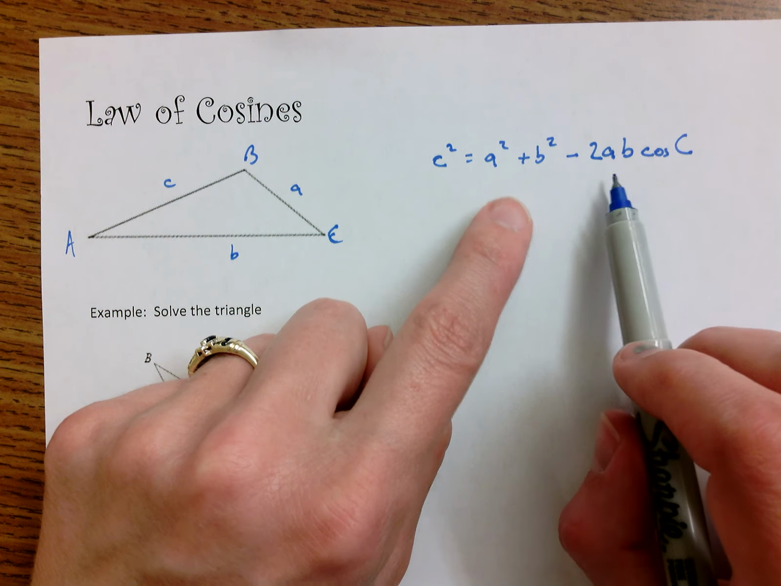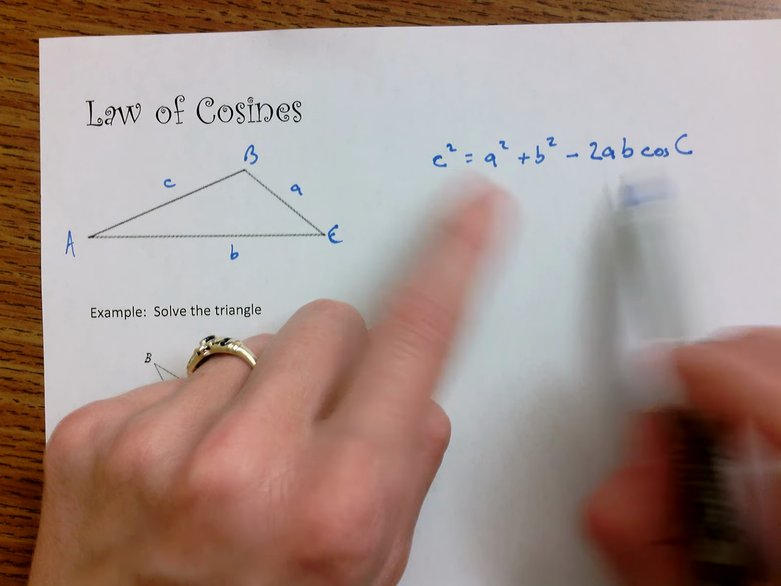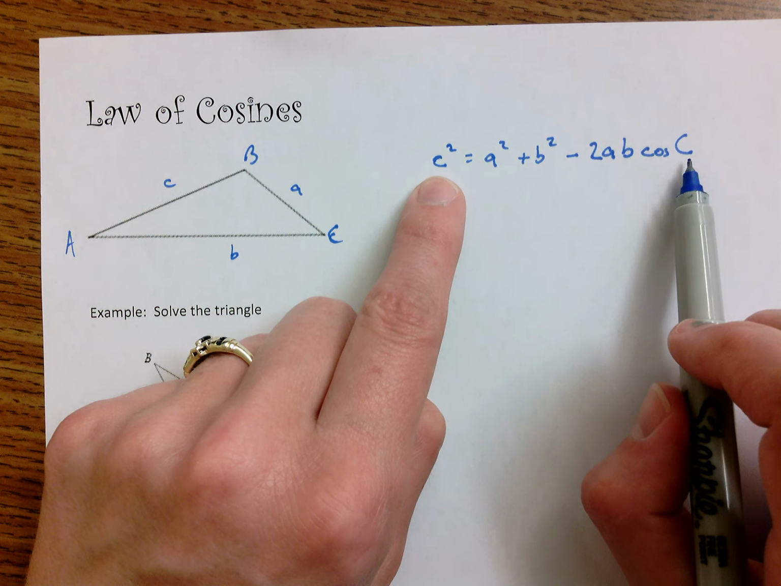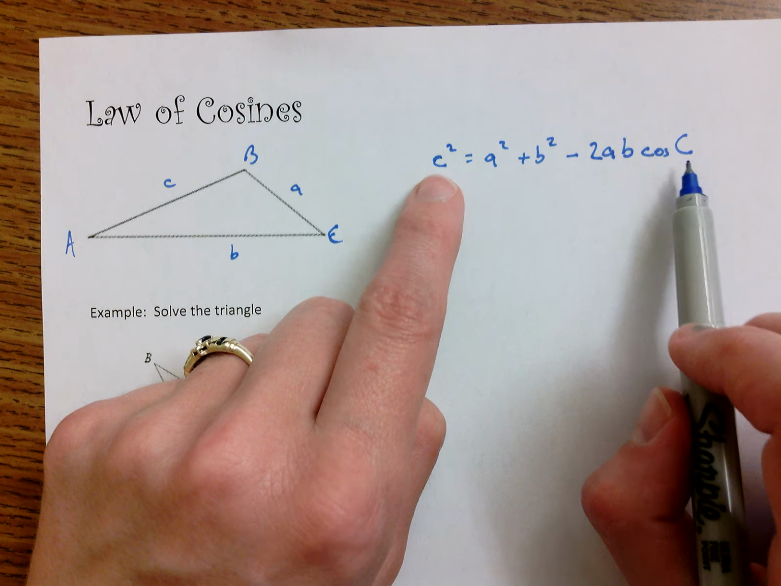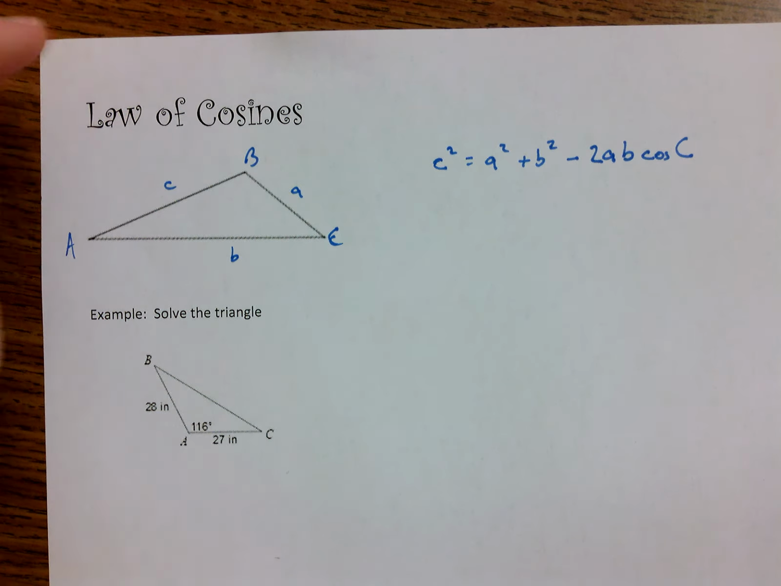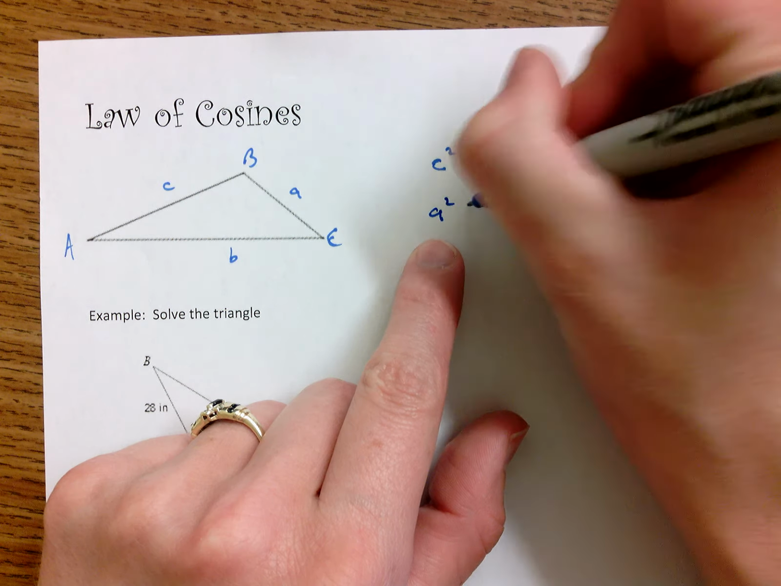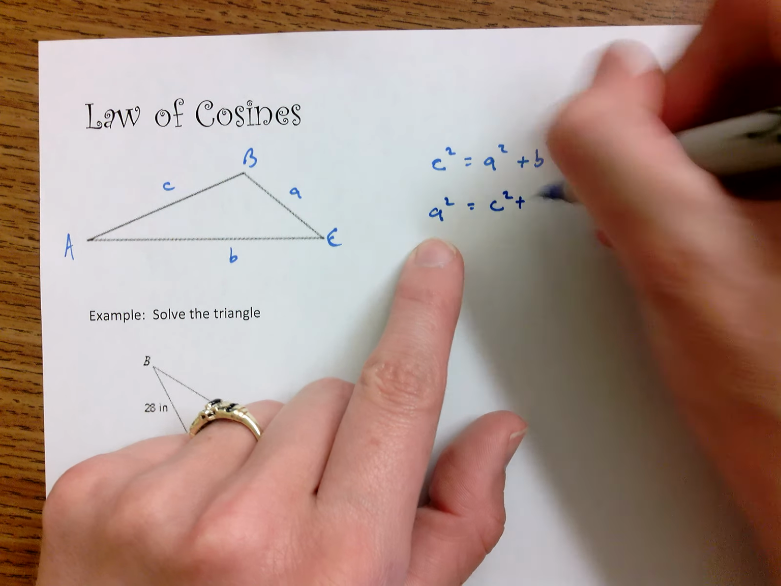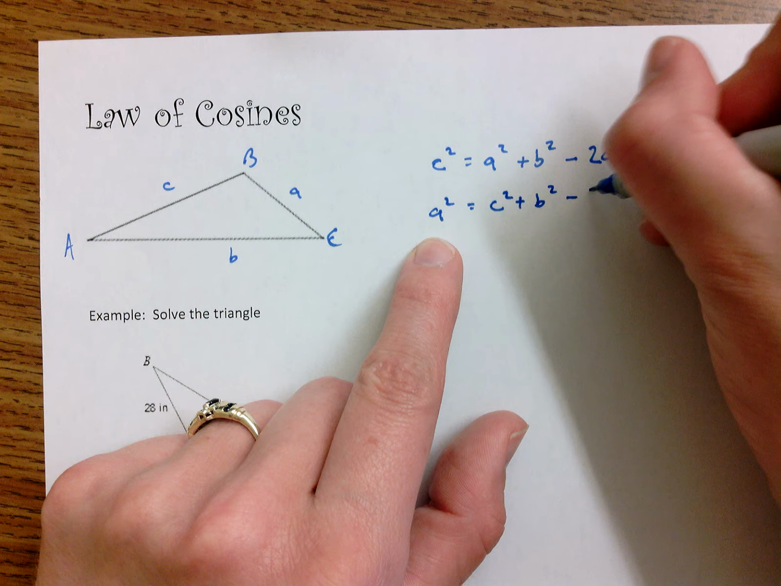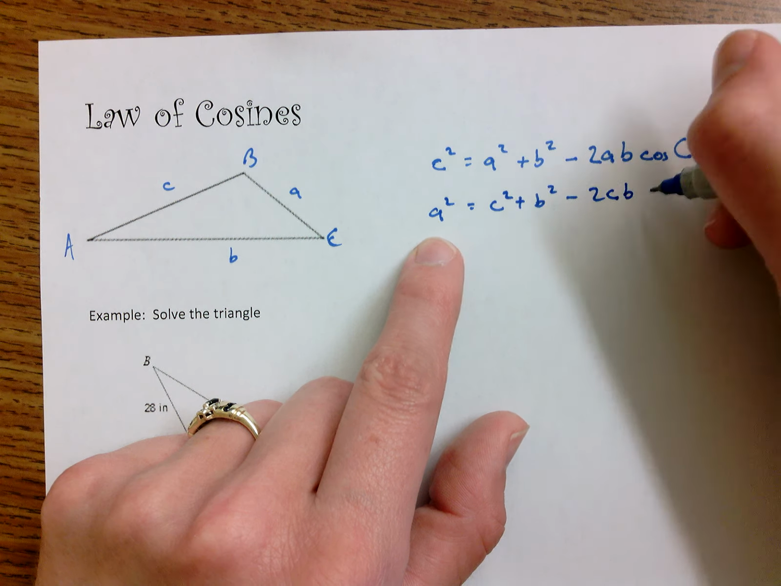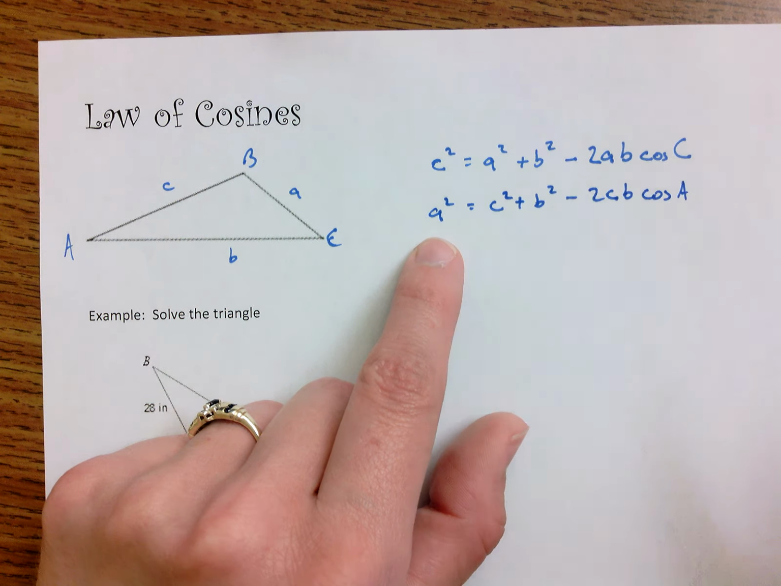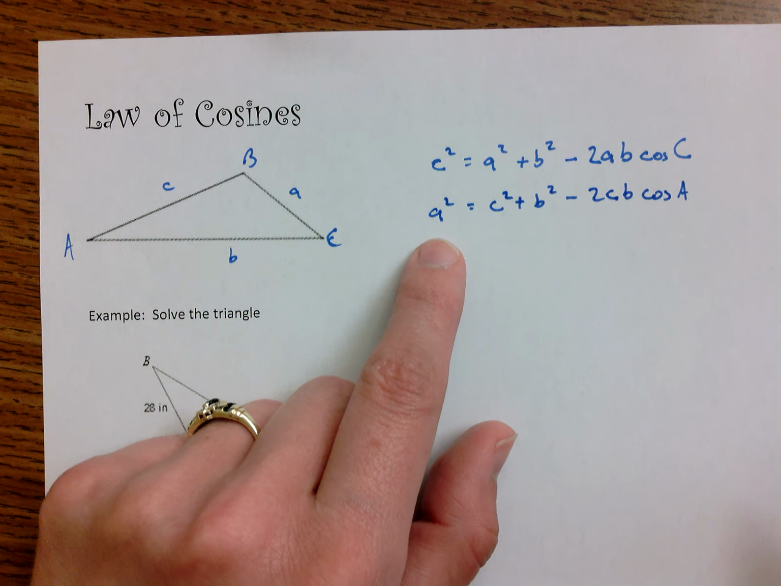Which one's A and B really doesn't matter. But what does matter is which one is C and which one is the angle opposite it, because that has to be locked in. Now we did this with A, B, and C, but it doesn't matter which particular sides you're looking at. You could similarly say that a squared is equal to c squared plus b squared minus 2 times c times b times the cosine of A. That's the same thing.